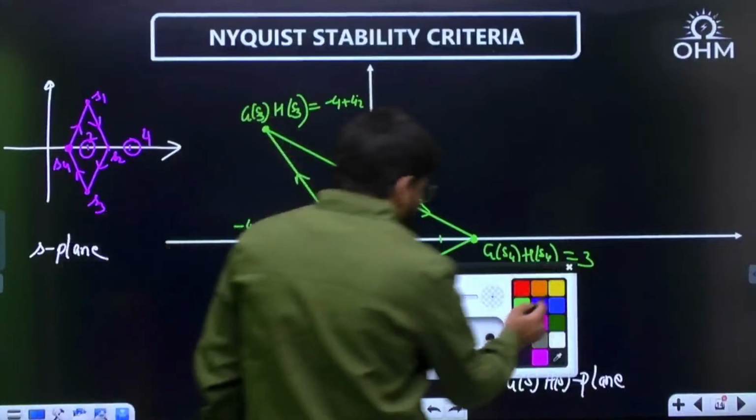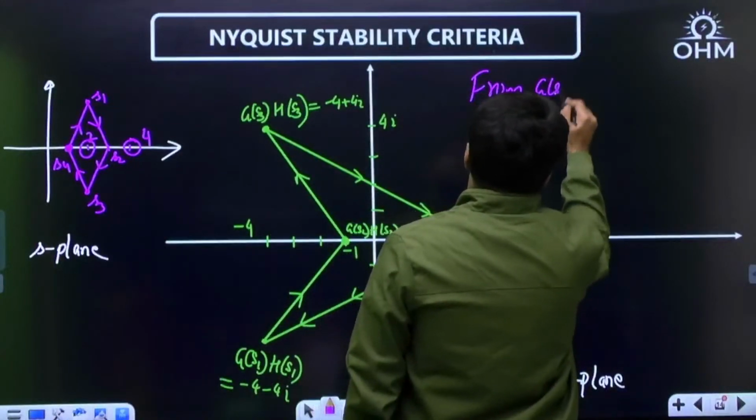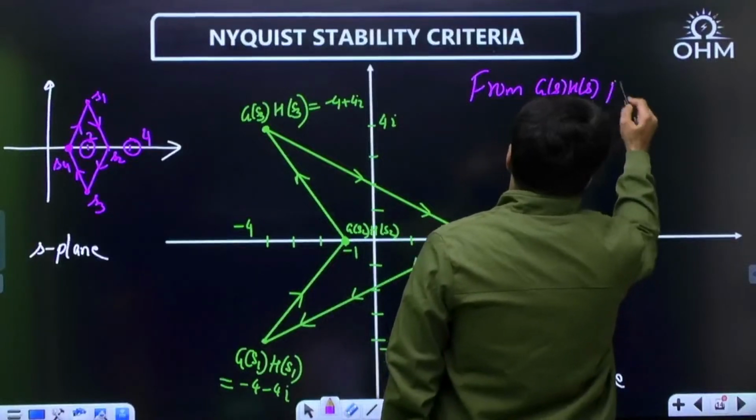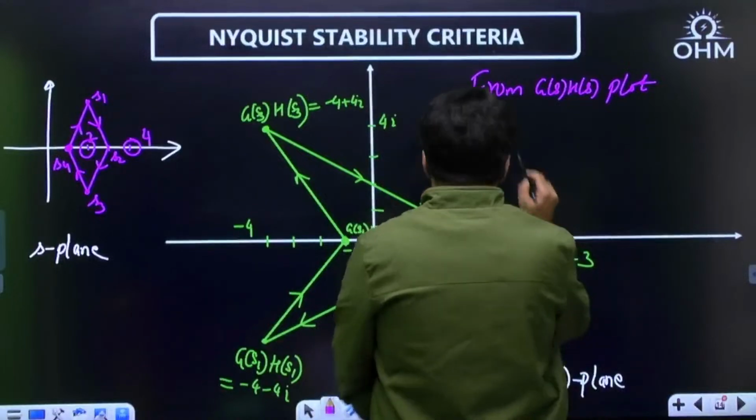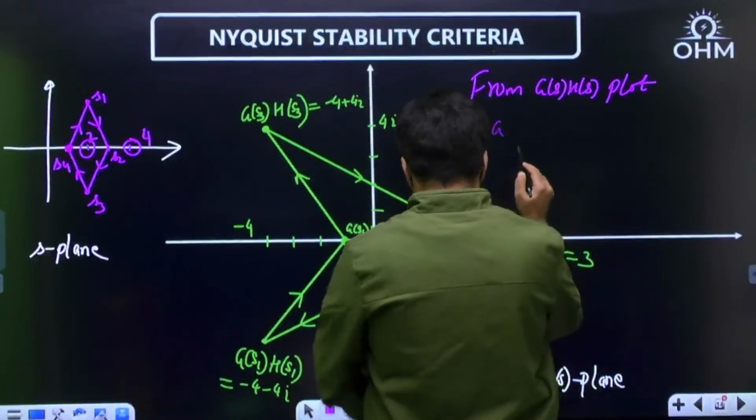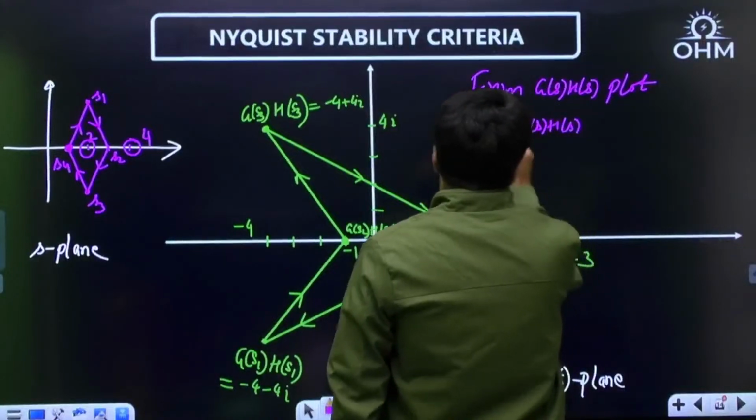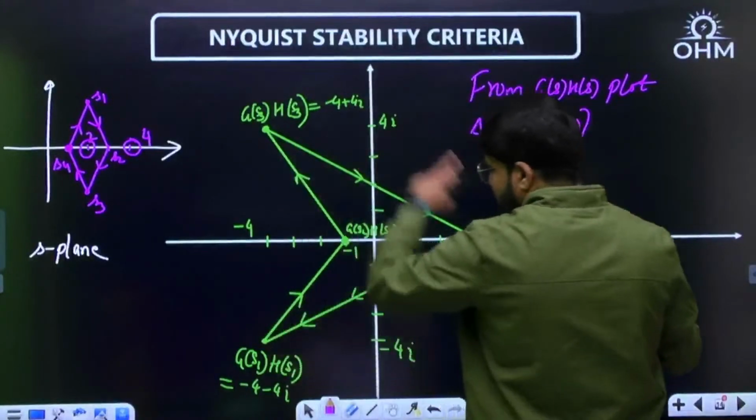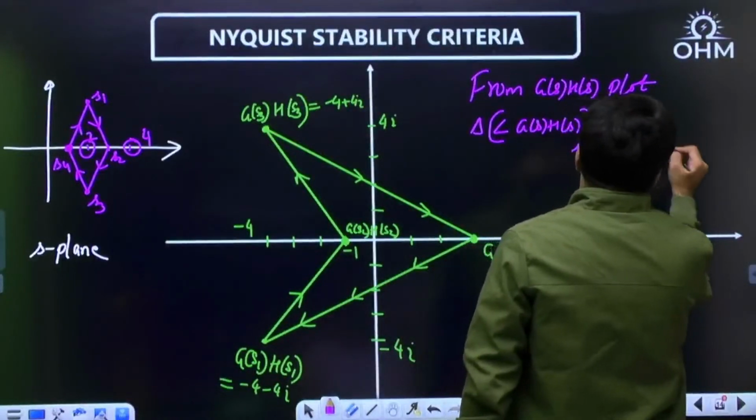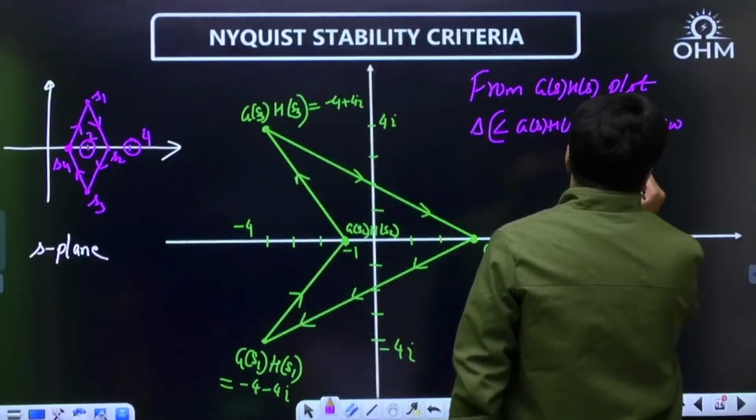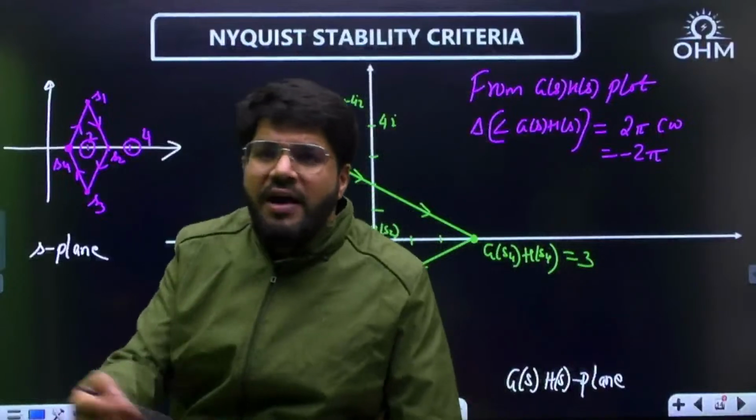From this GSHS plot, what is the change in the angle of GSHS? I started from the beginning and I came back to the same point. The change in angle of GSHS again is 2 pi clockwise. 2 pi clockwise means minus 2 pi. You know actually why it is minus 2 pi.